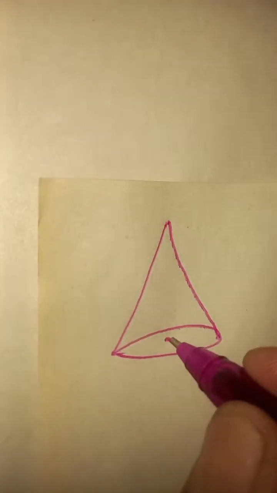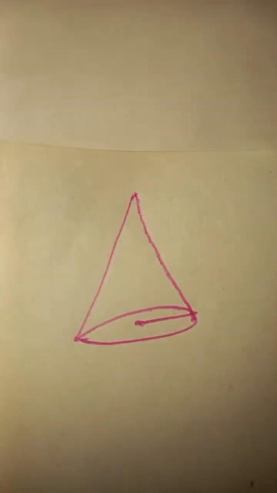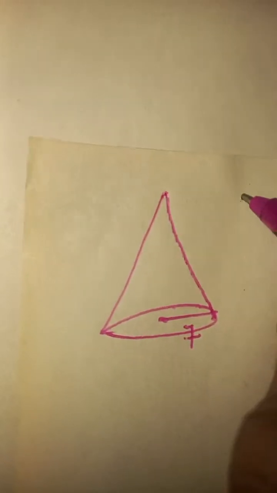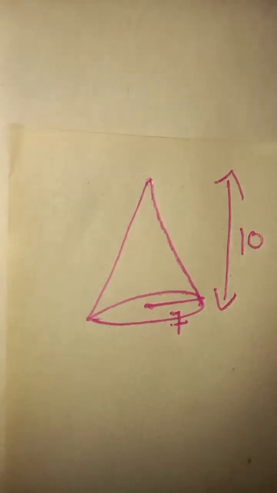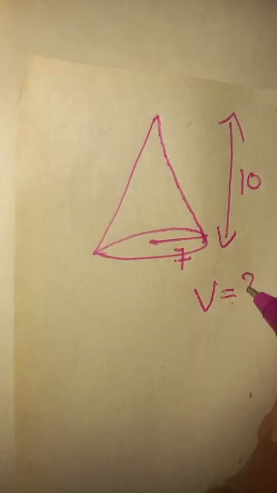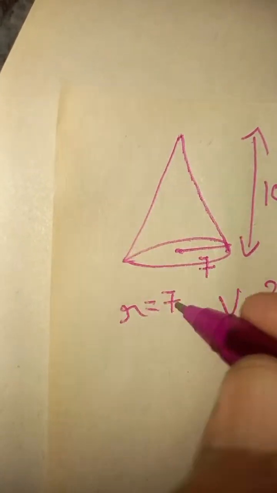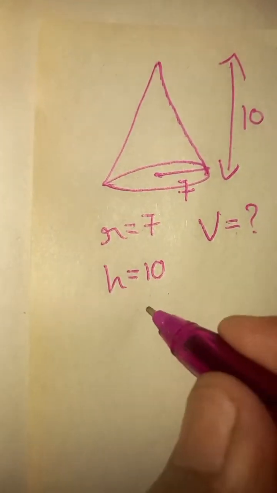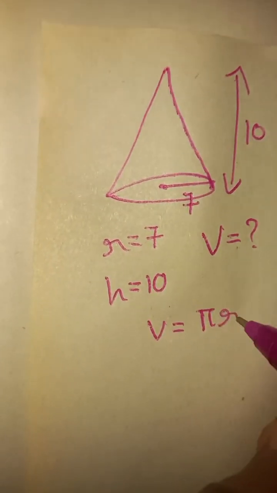Now let's take another cone. In this cone they have given that the base radius of this cone is 7 units and the perpendicular height is 10 units. Here also you need to find out the volume when the radius is 7 units and the perpendicular height is 10 units. The volume of the cone you can take as pi r square h.